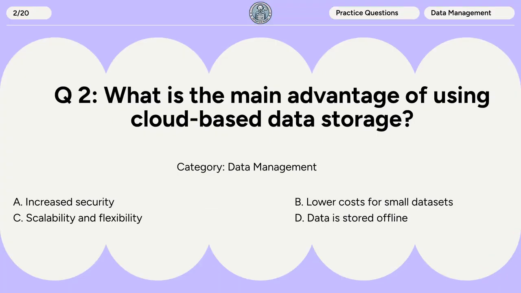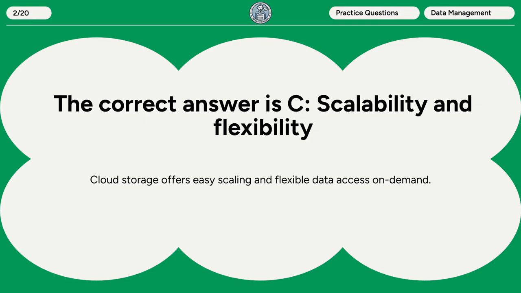Question 2. What is the main advantage of using cloud-based data storage? A. Increased security. B. Lower costs for small datasets. C. Scalability and flexibility. D. Data is stored offline. The correct answer is C. Scalability and flexibility. Cloud storage offers easy scaling and flexible data access on demand.